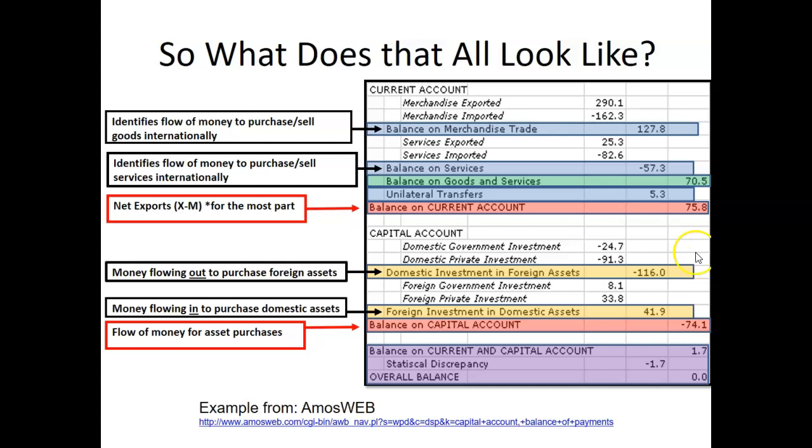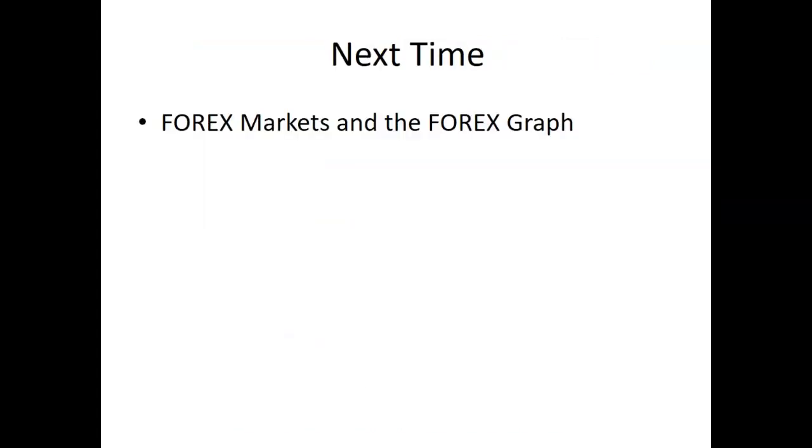So what's the main takeaway? If you have a positive current account balance, you'll have a negative capital account balance, and they do, again, balance each other out. Next time, Forex markets and the graph.